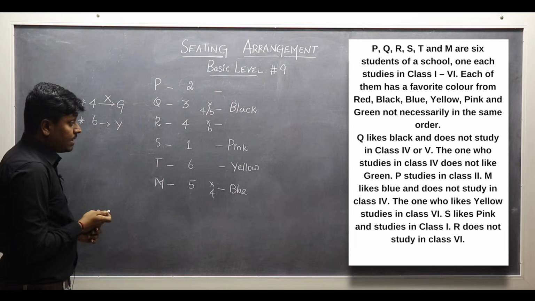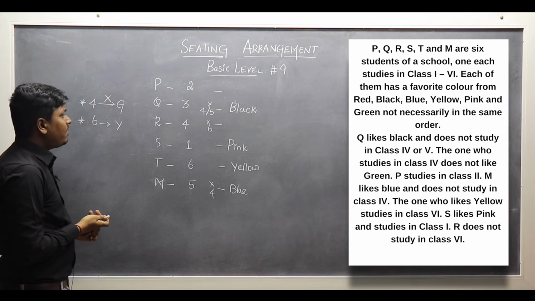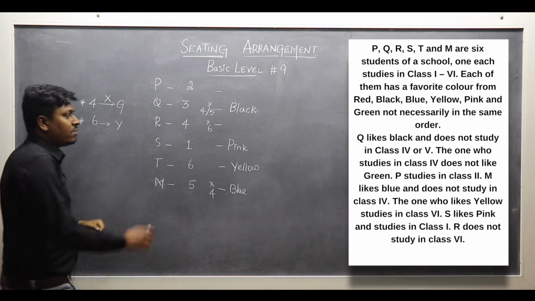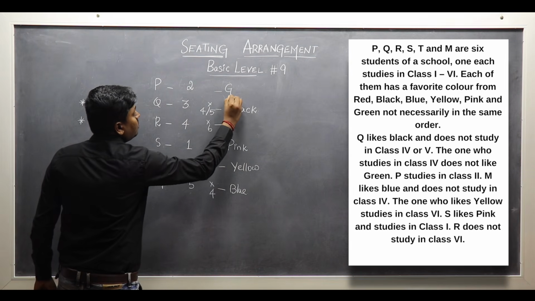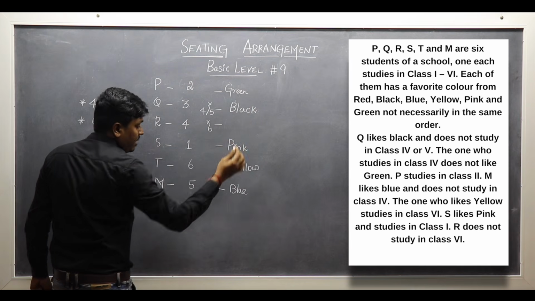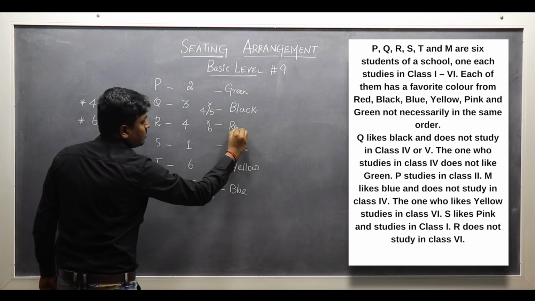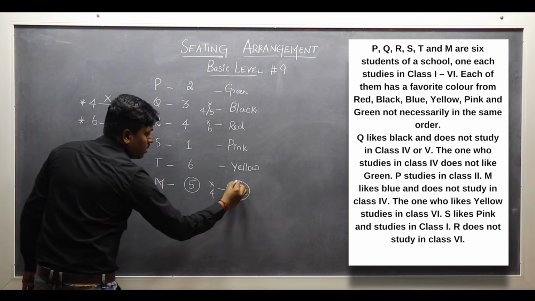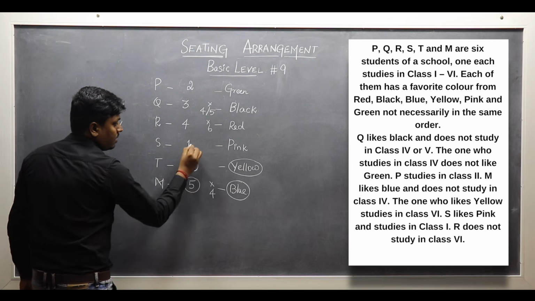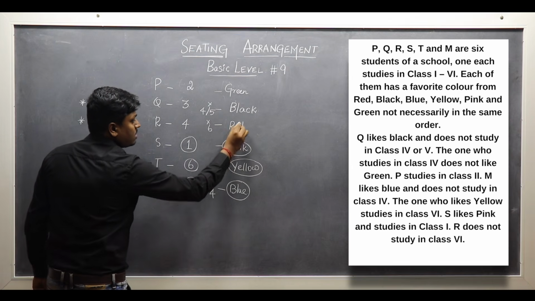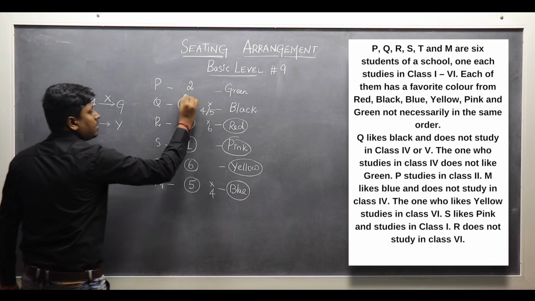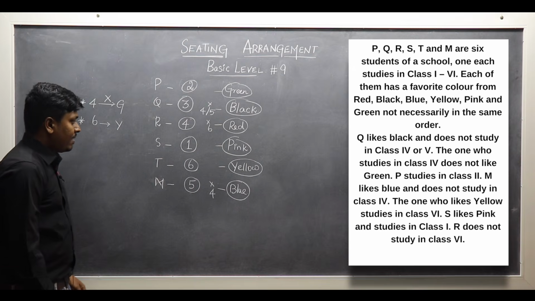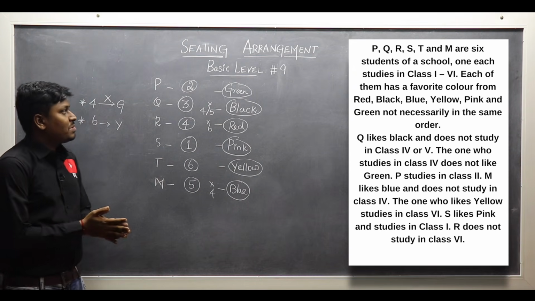That's it. What colors are remaining? Red is remaining, and we also know that the person studying in the 4th standard does not like green, so 4 is not green, so definitely 2 should be green, and the remaining color is red, so this should be red. So M will be 5 and blue, yellow and 6, and 1 and pink, red and 4th standard, 3rd standard and black, green and 2nd standard. So finally this will be the answer for arrangement number 9.